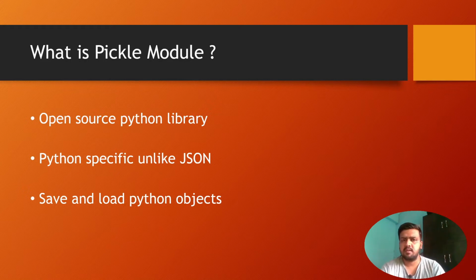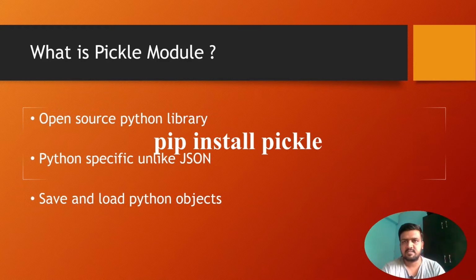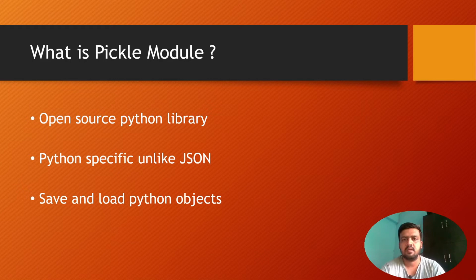The pickle module is readily available when you install Python, but if it is not on your system, then you can use the command displayed on the screen to download and install it. You just have to run this command on your command prompt or terminal shell, wherever your Python is supported. That's how it is done.